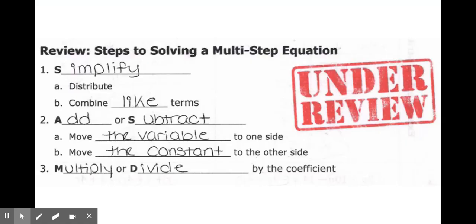So before we get into some problems, let's just quickly go over the steps again for how to solve a multi-step equation. These are the same steps that you wrote down yesterday, but just to reiterate them one more time. Step 1 is to simplify, and there's 2 parts to that. You should check to see if you can distribute, and you should combine like terms. Step 2 is to add or subtract, and again, there's 2 parts to that. Move the variable to one side, preferably the left, and move the constant to the other side, preferably the right. Step 3 is to multiply or divide by the coefficient. Generally, it's going to be to divide by the coefficient.